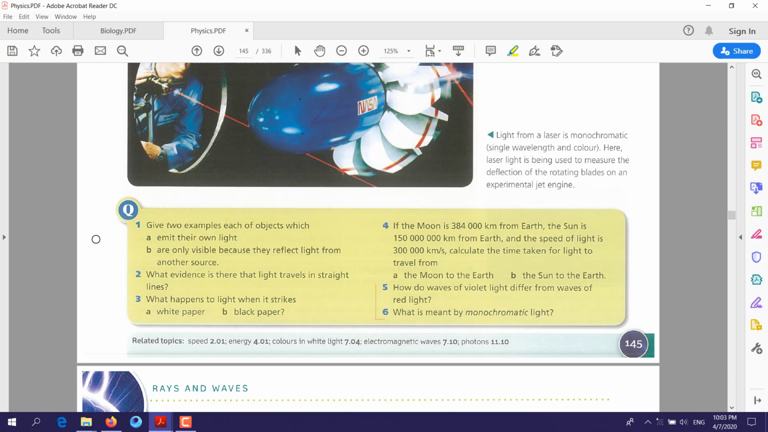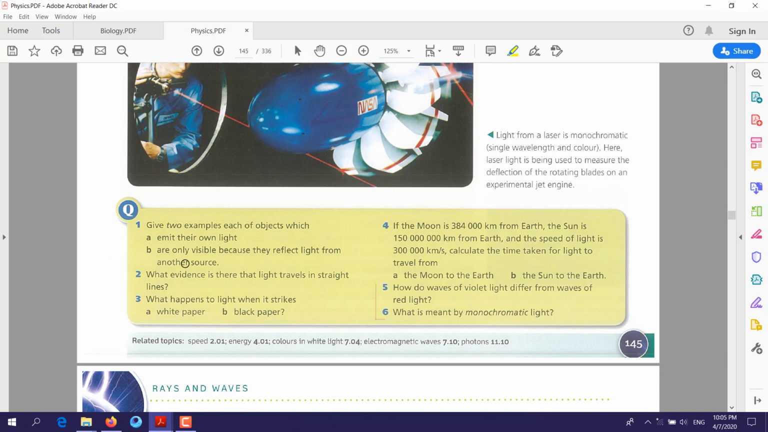Questions. Question number 1. Give two examples each of objects which A, emit their own light. Two examples of objects that give out light. Number 1, we will say sunlight. Number 2, a torch, any kind of torch or bulb.